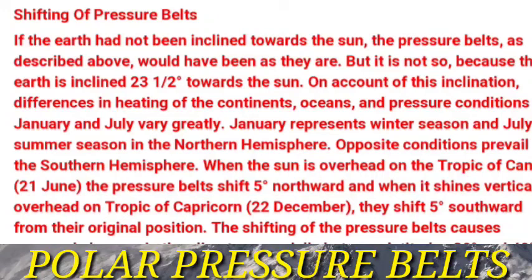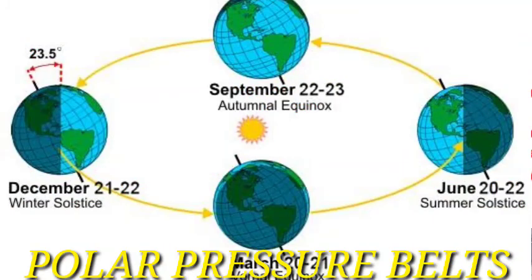On account of this inclination, differences in heating of continents and oceans, and pressure conditions in January and July, vary greatly. January represents the winter season and July the summer season in the northern hemisphere. Opposite conditions happen in the southern hemisphere.